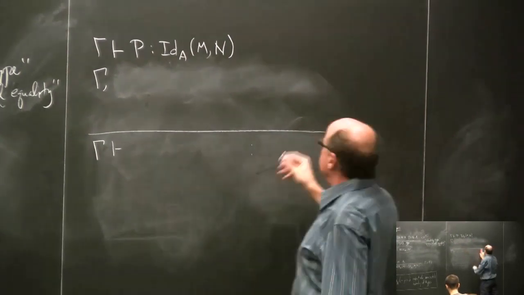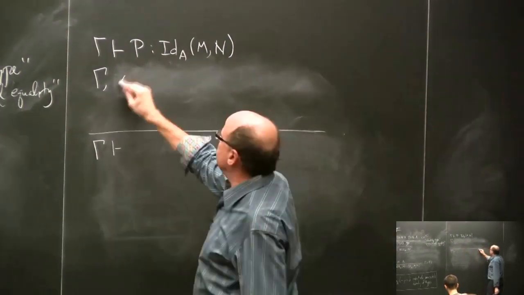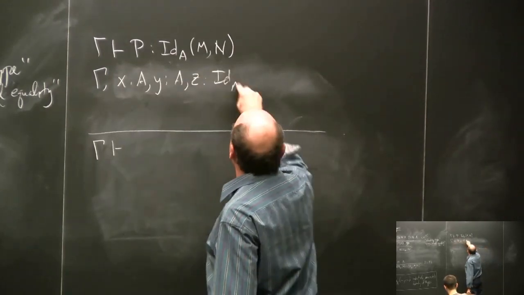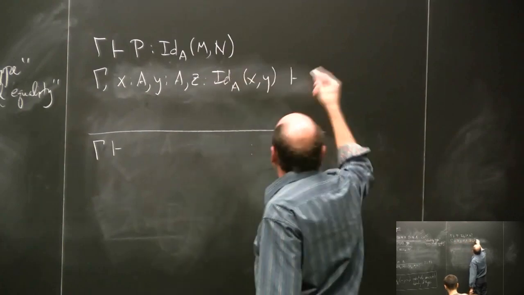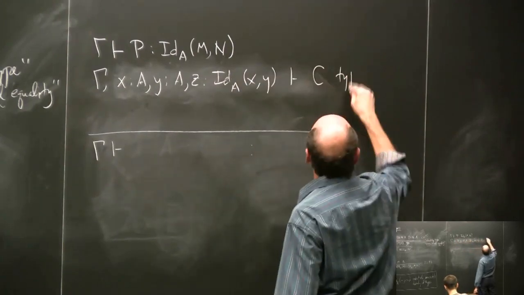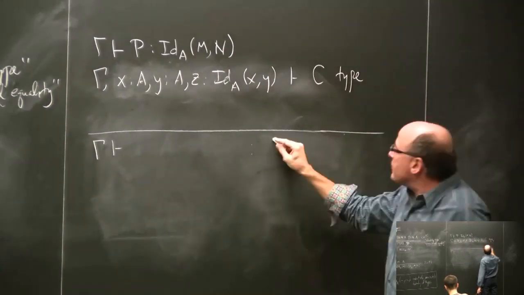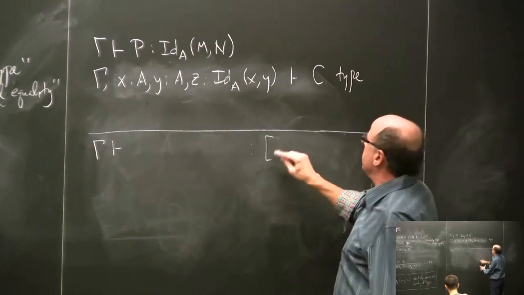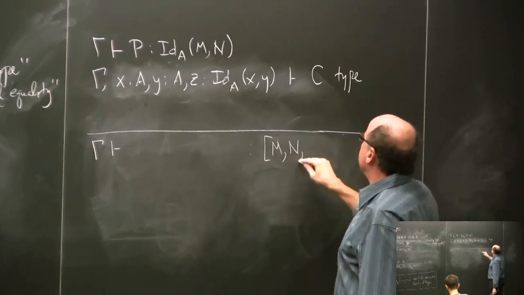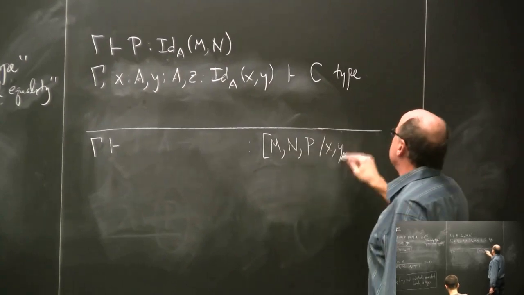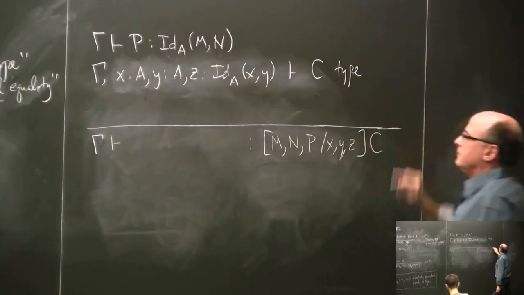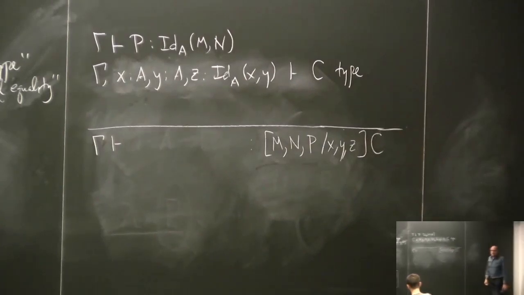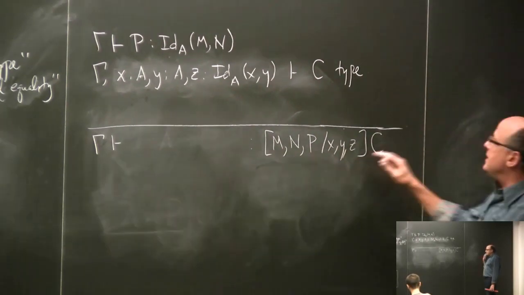So let me write this in here. There's going to be P for Z. Z is in the identity type A, X, Y, and then I show C as a type. Right, this is the correct thing. And then I'm going to give to C the endpoints, so to say, and P for X, Y, and Z in C. Yes, you're correct. Okay, sorry.